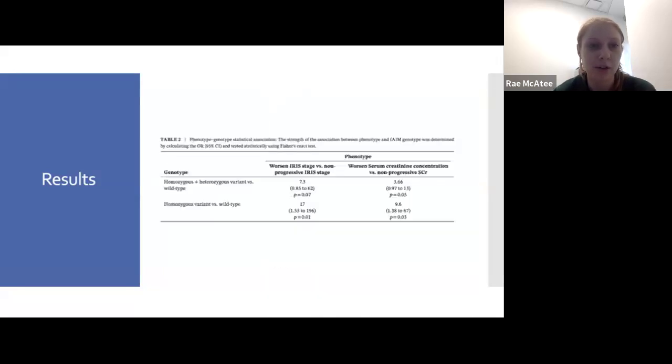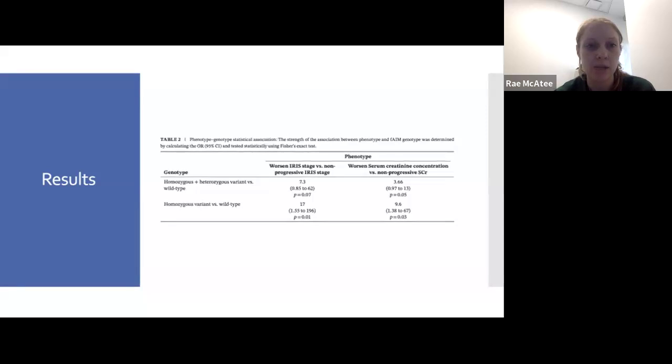And so, to tie their results together, table 2 shows that with the homozygous variant, specifically compared to the homozygous wild type, there was worsening of the IRIS stage as well as worsening of the creatinine. And you can see that the odds ratio is 1.55 to 196 for IRIS stage, or 1.38 to 67 for progression of creatinine. And so greater than 1 indicates that a homozygous variant is more likely to have progressive kidney disease as compared to the homozygous wild type.